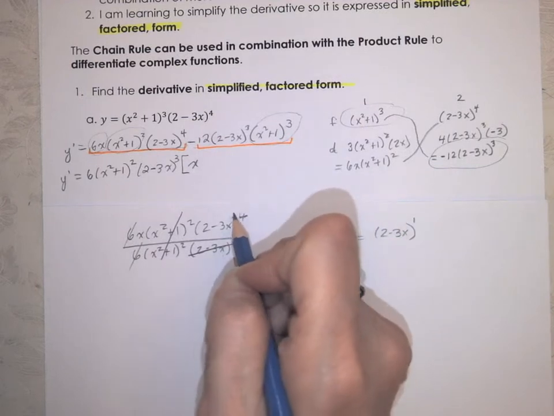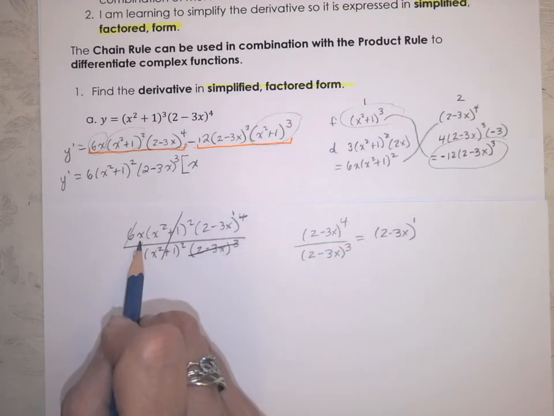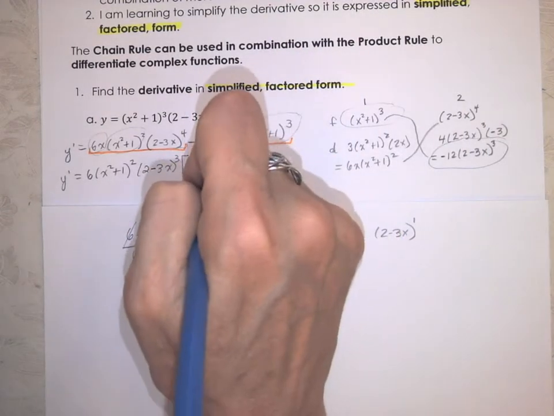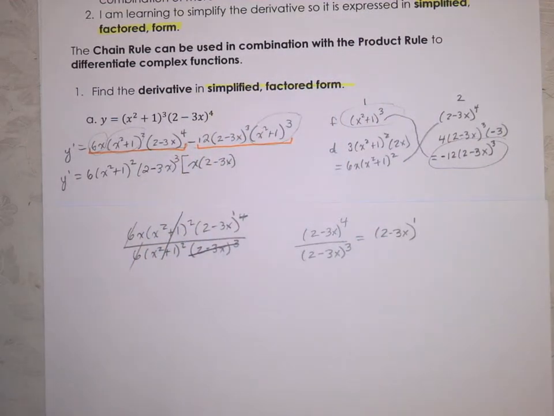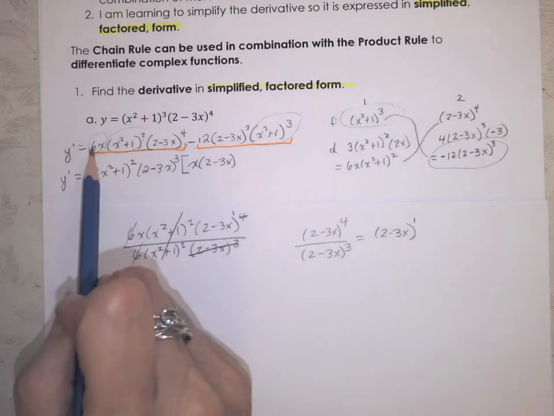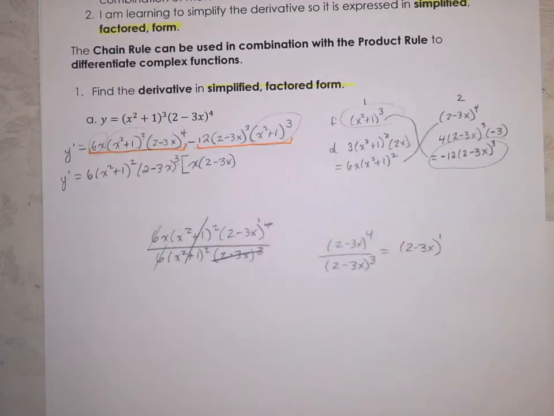So when I divide these, I'm left with x times (2 minus 3x) to the power of 1, which I don't need to show. Okay, so I've taken the first chunk and divided by the common factor.